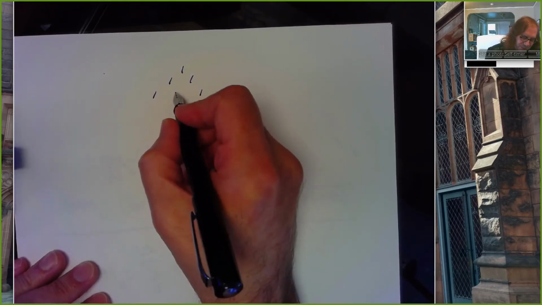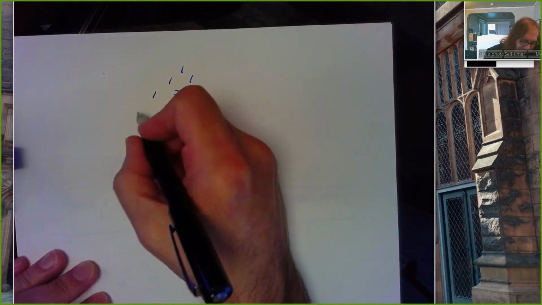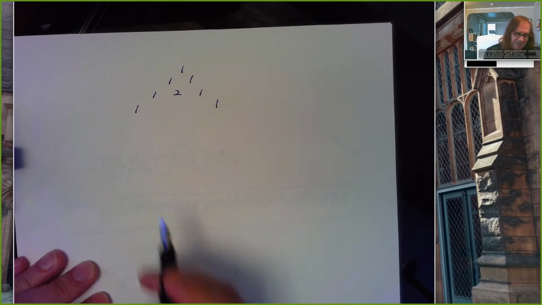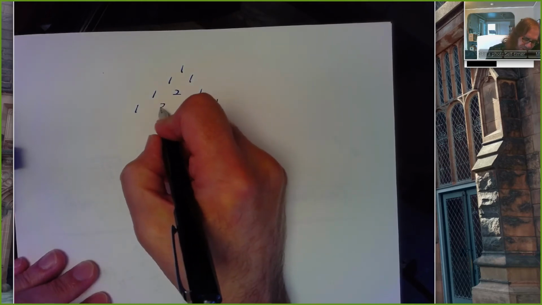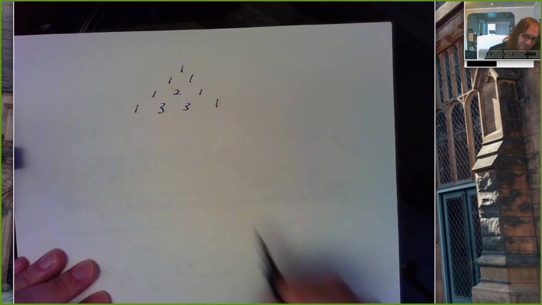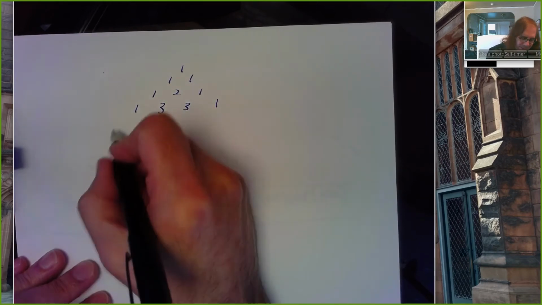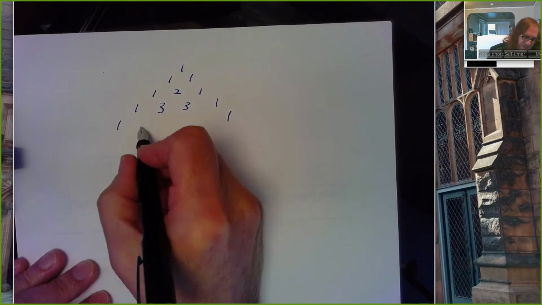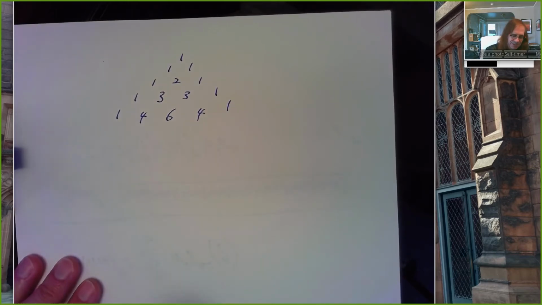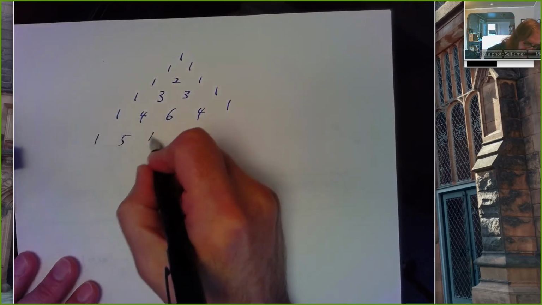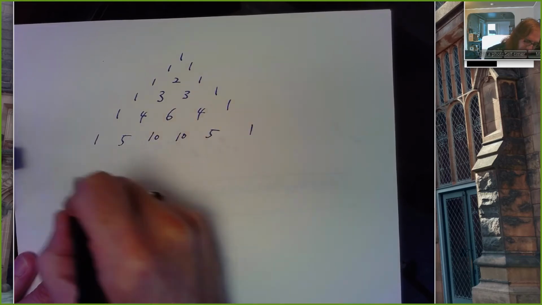So 1 plus 1 is 2. Next row, I'm going to write down 1s on the end, and each number in the middle, I'll just write the sum of the two numbers above it. 1 plus 2 is 3. 2 plus 1 is 3. Next row starts and ends with a 1. 1 plus 3 is 4. 3 plus 3 is 6. 3 plus 1 is 4. And guess what? We've got that number again, right? 14641. So this is a way to find values of the choice function.